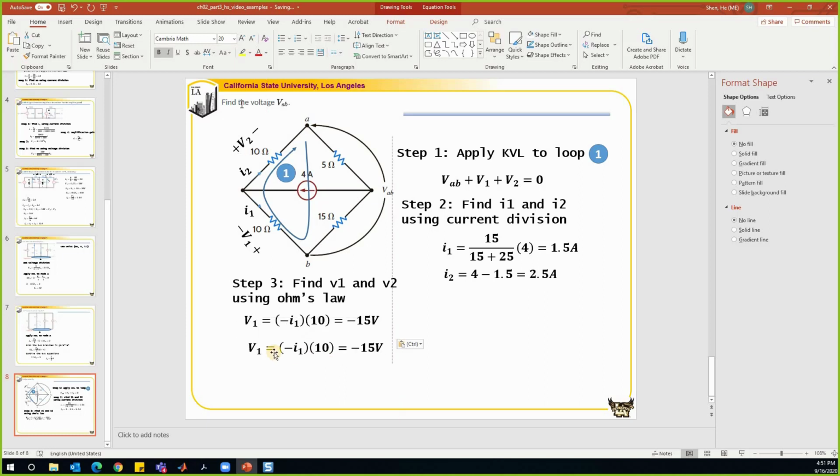And we can find V2 by using Ohm's law again. V2 is equal to current I2 times 10. I2 is 2.5 times 10 ohm, which is equal to 25 volts. So that's how we find V1 and V2. After we get all this, we'll be able to find the conclusion. VAB is equal to negative V1 minus V2, right? So that is 15 minus 25, which is negative 10. So that's how we solve this problem.